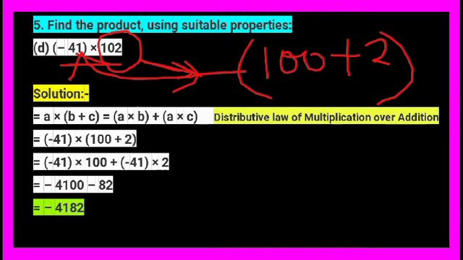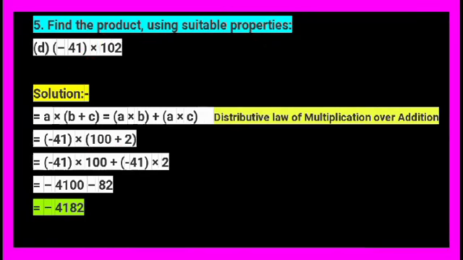So this property is called again distributive property, and we write this multiplication as minus 41 as it is, multiply by, we write 102 as 100 plus 2.